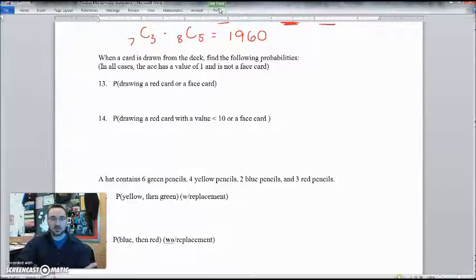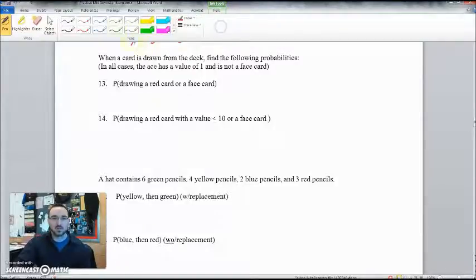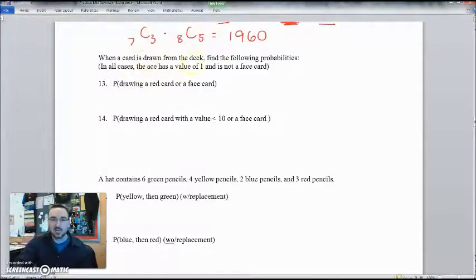So let's go ahead. Let's just start talking about this problem. We have this first one. If I can get my pens to work. There we go. Okay, this first one says when a card is drawn from a deck, find the probability of drawing a red card or a face card. What does or mean? Or means that we're going to add the two together. Add the two together.